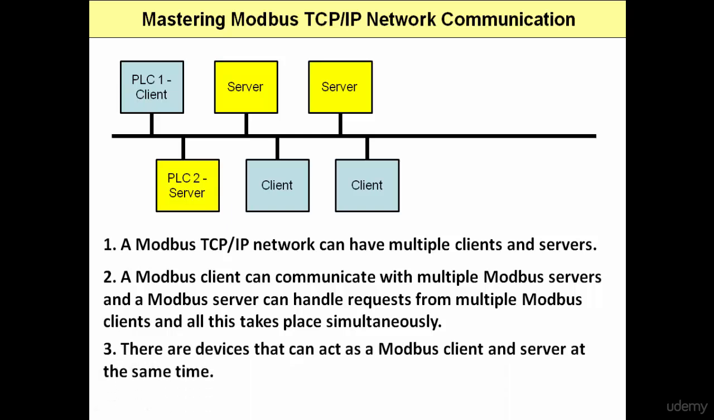And last point here, there are devices that can act as a Modbus client and server at the same time, which is completely unheard of on RS-485. So I represented it here by a two-color device, which is a client and server. So this can request data from servers. It can also handle requests from clients, which is a really, really fantastic feature to have for this type of network. So those are some of the features.